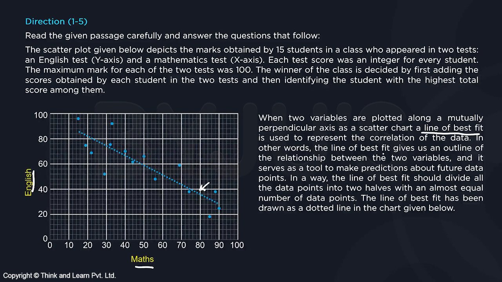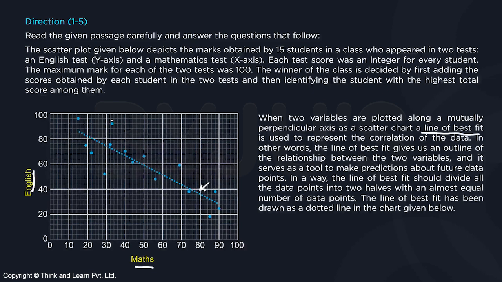In other words, the line of best fit gives us an outline of the relationship between the 2 variables, and it serves as a tool to make predictions about future data points. In a way, the line of best fit should divide all the data points into 2 halves with an almost equal number of data points. The line of best fit has been drawn as a dotted line in the chart given below.